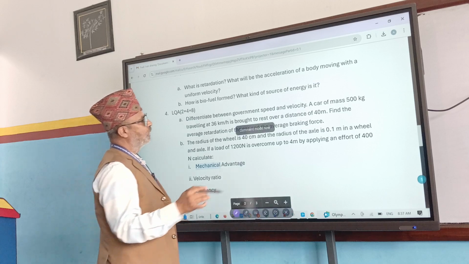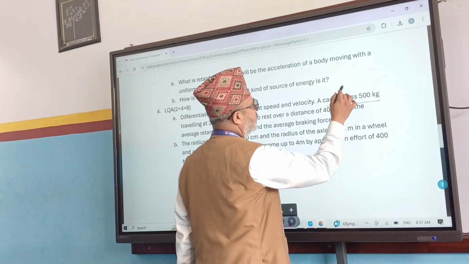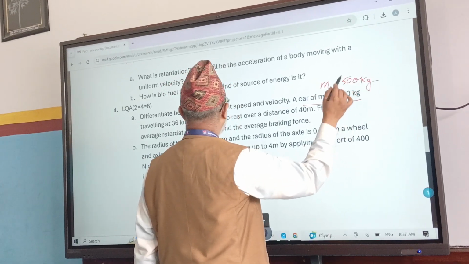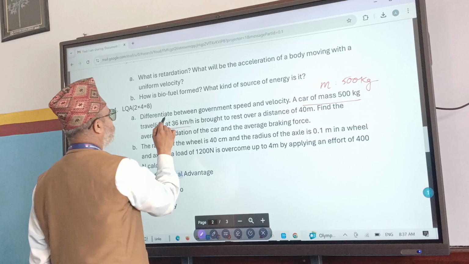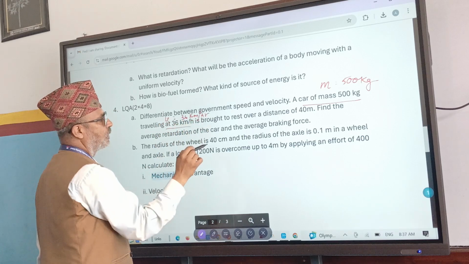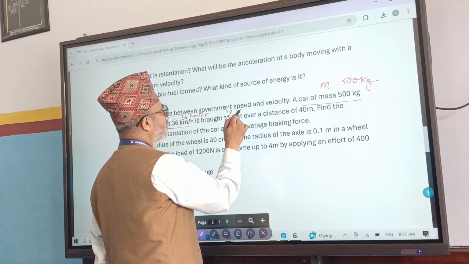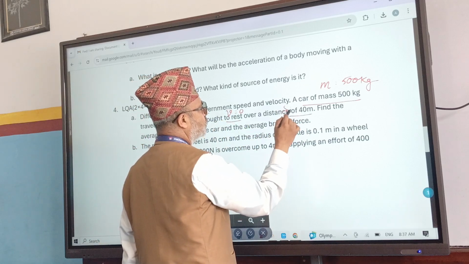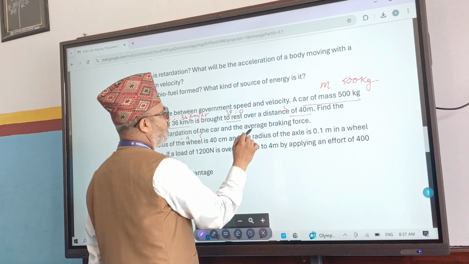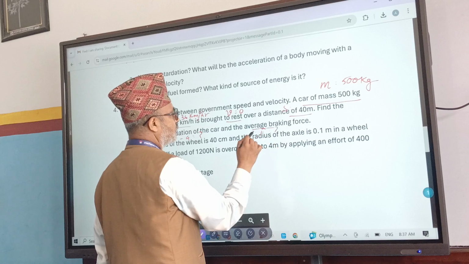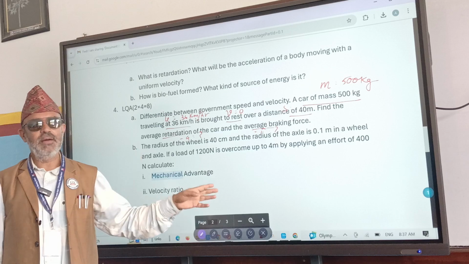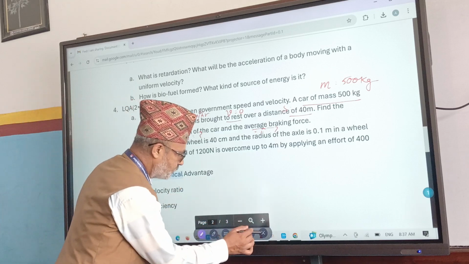Then I will guide. A car of mass 500 kg. M equals to 500 kg. Then traveling at U equals to 36 kilometer per hour to rest, V equals to 0. S equals to 40 meter. Find the average retardation, minus A equals to what? Average braking force, F equals to what? Okay, did you mention these all points? You have mentioned, right? Now I'm going to open next page.